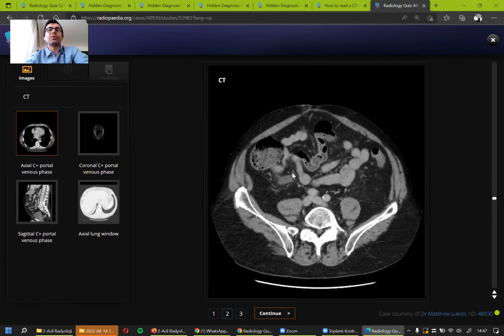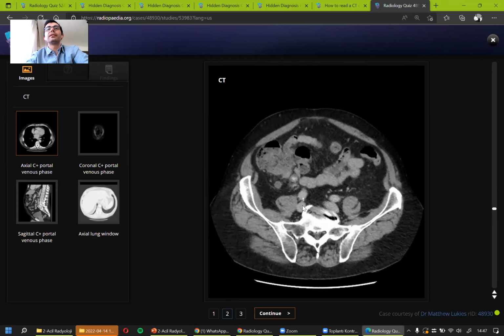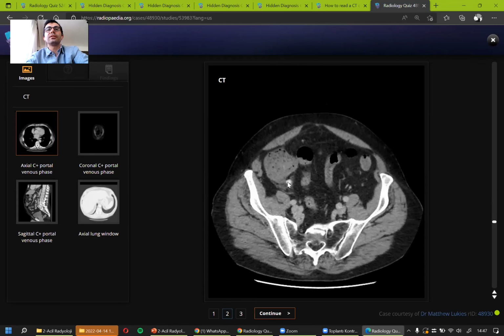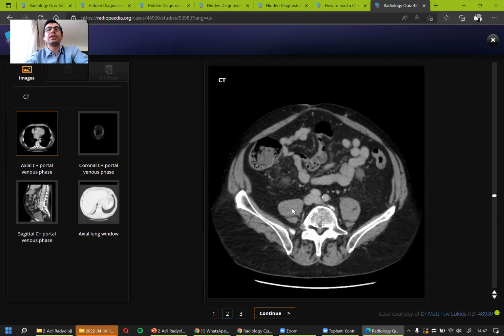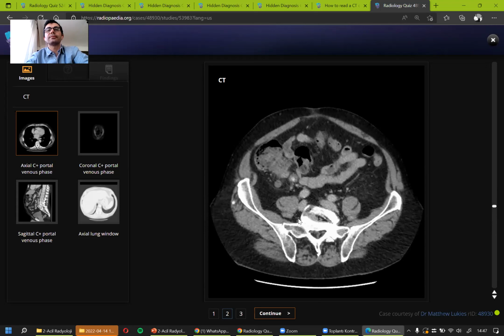If you measure this, it is probably close to a centimeter now, and we are seeing a small stone which is obstructing the appendix as well. So this patient has appendicitis.